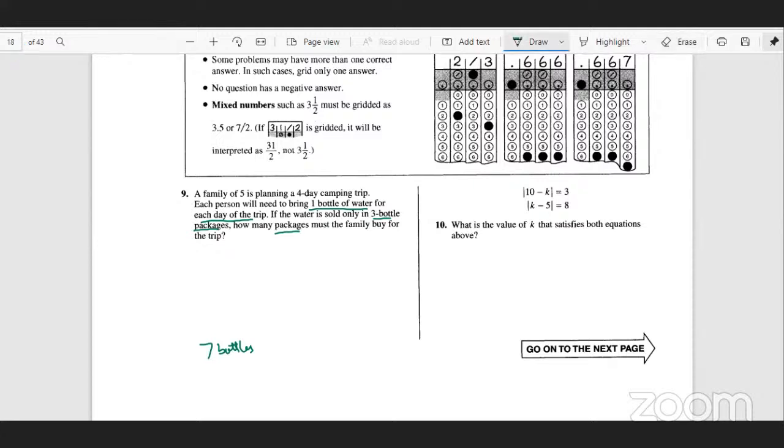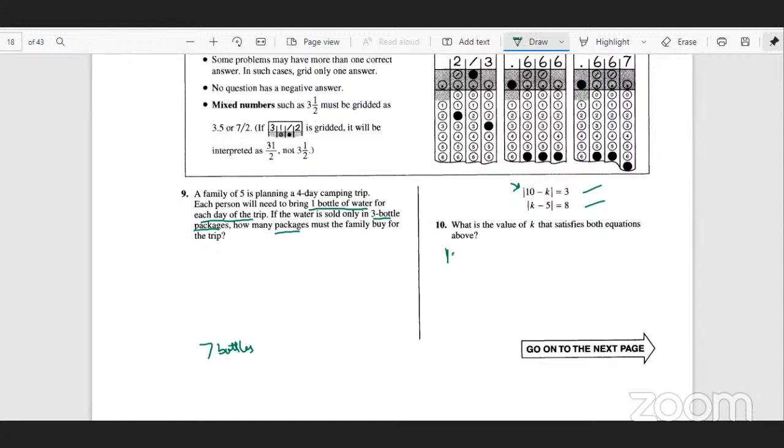Now let's discuss the last question, that is the 10th question. What is the value of k that satisfies both equations above? So we have two equations. Now I'll tell you one thing. These equations are not that straightforward. Since we have mod, I've been telling my students that whenever you have mod and you need to solve any equation, obviously you need to get rid of mod. And in order to get rid of mod, for every equation, you will get two equations.